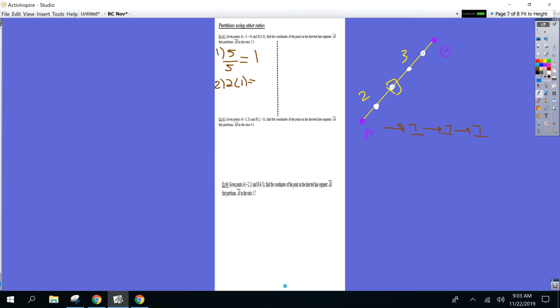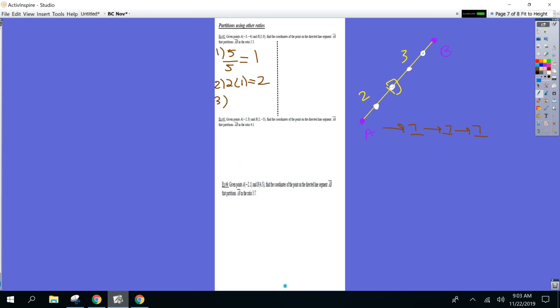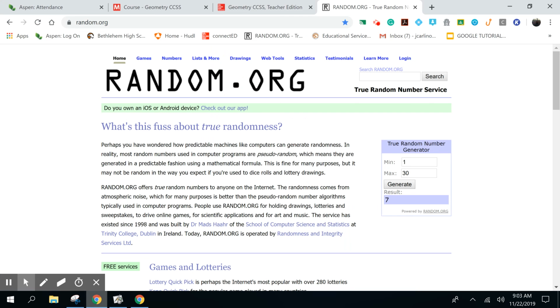So 2 times 1 gives me 2, which tells me that's not my x coordinate. That tells me from my starting point, you need to go 2 units to get to the x coordinate. What was my starting point for this segment on the x-axis? -3. And if you start at -3 and you go 2 units to the right, where do you end up at on the x-axis?